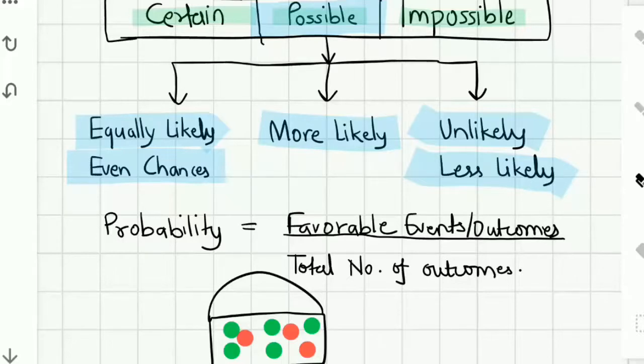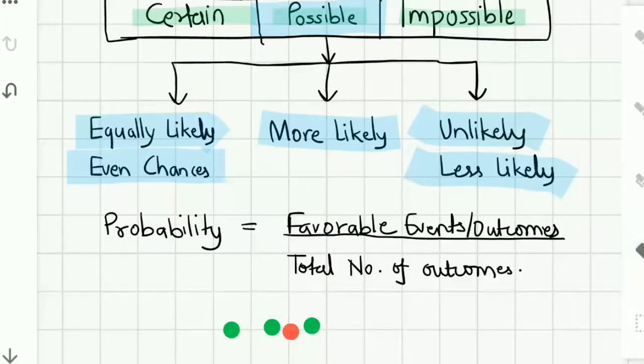And unlikely or less likely: I have only one blue ball in this bag. So the event where this blue ball will come out is unlikely or less likely. So this is what probability means. We have a certain number of total outcomes that can occur, and we predict that the outcome we are interested in has mathematically this number of chances to occur.